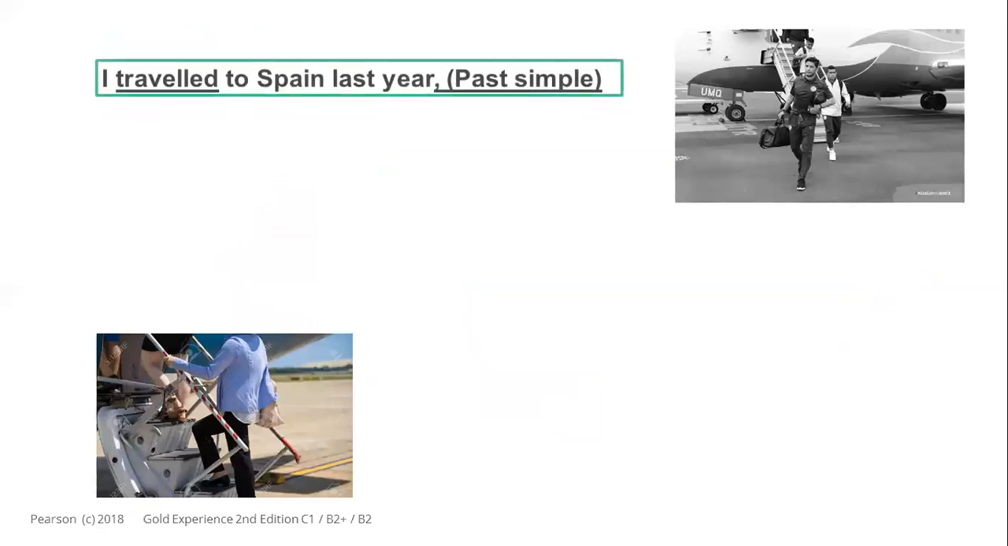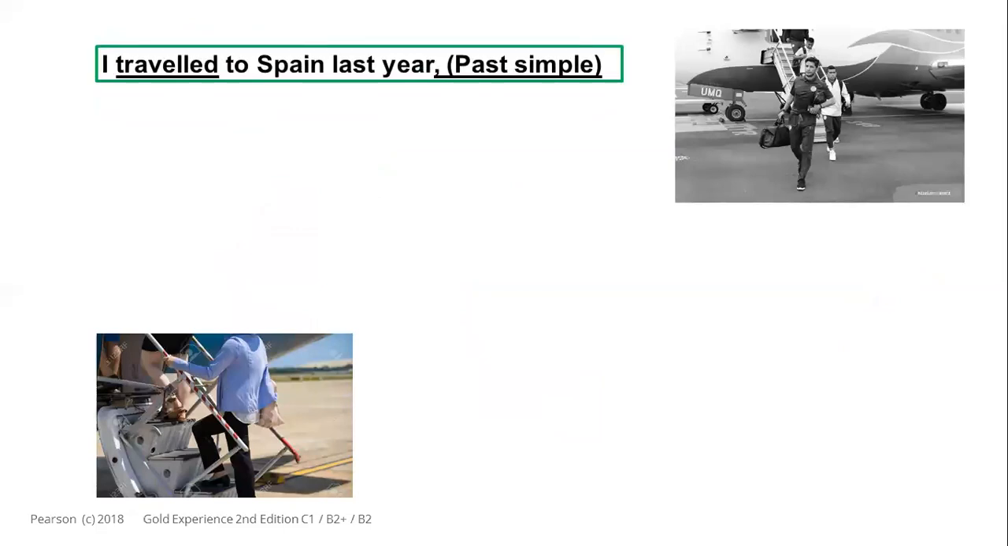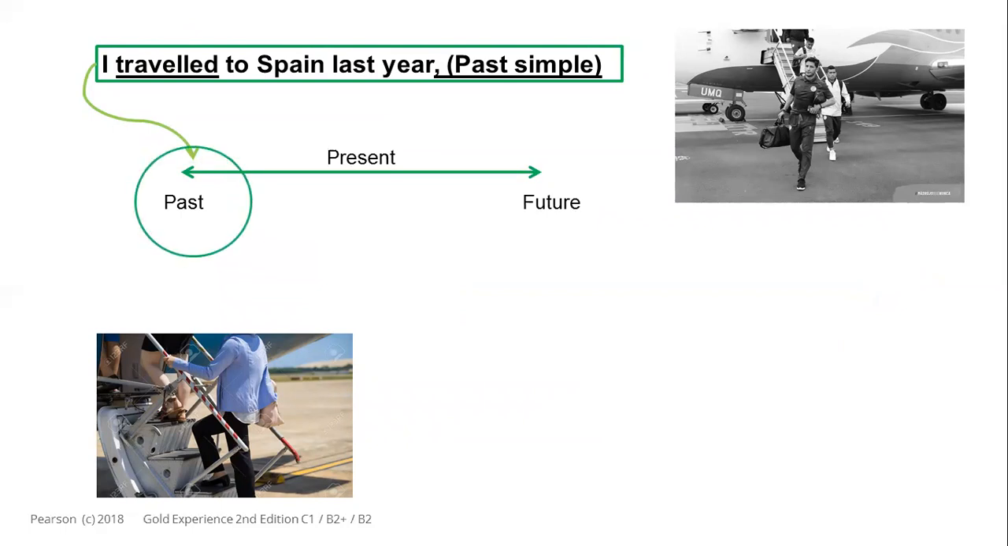Now, take a look at this. I traveled to Spain last year is the same sentence, but we can see that in the timeline, the sentence is going to be placed in the past. Take a look at this. In the photo, you can see that the action happened. That's why you see that photo in black and white. It's because it's a finished action. It's completed. You're not going to do it again.